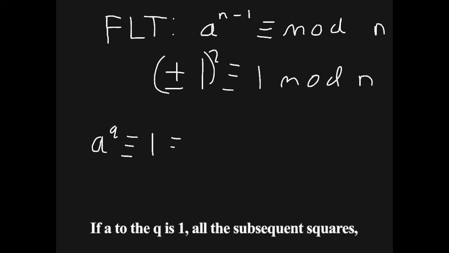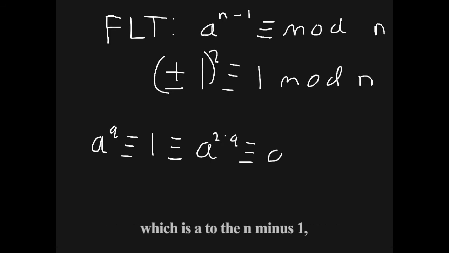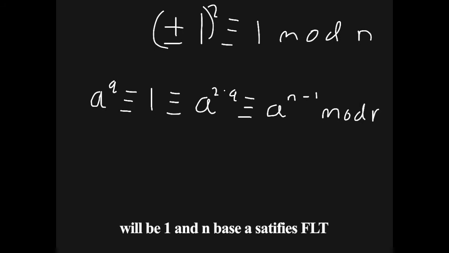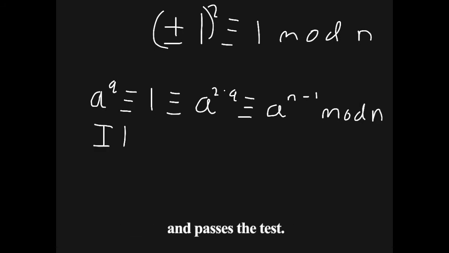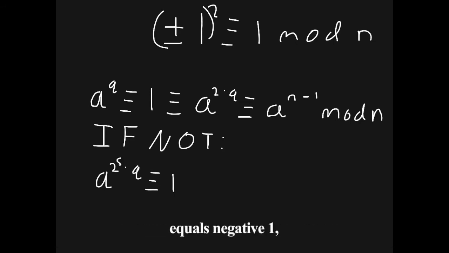If a to the q is 1, all the subsequent squares, including a to the 2 to the k times q, which is a to the n minus 1, will be 1, and n base a satisfies FLT and passes the test. If a to the q is not equal to 1, but some a to the 2 to the s times q equals negative 1, all subsequent squares are 1, and n still passes.